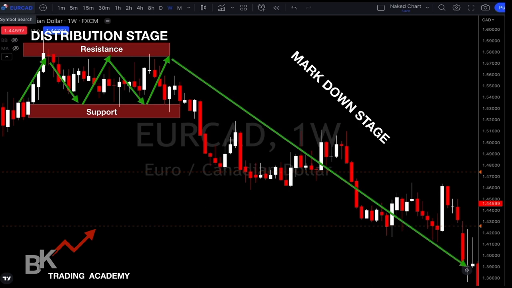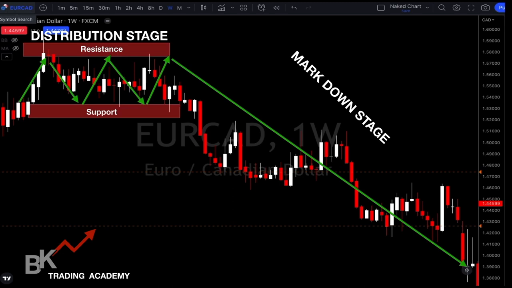And that leads me to the markdown stage. Okay, so we're at the distribution stage, and then we go to the markdown stage. The markdown stage is when you're making lower highs and you're making lower lows. So you start having your downtrend. Okay, so it's important when you're trading to go to the higher time frame, like the daily, the weekly, or the monthly, and just find out where you're at when you're trading, the distribution stage or the markdown stage.